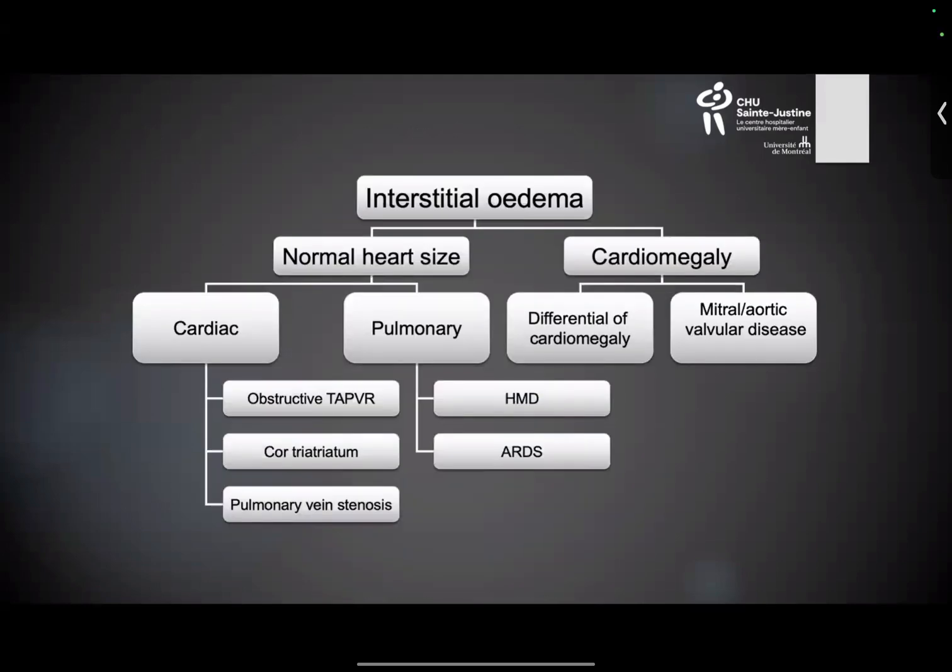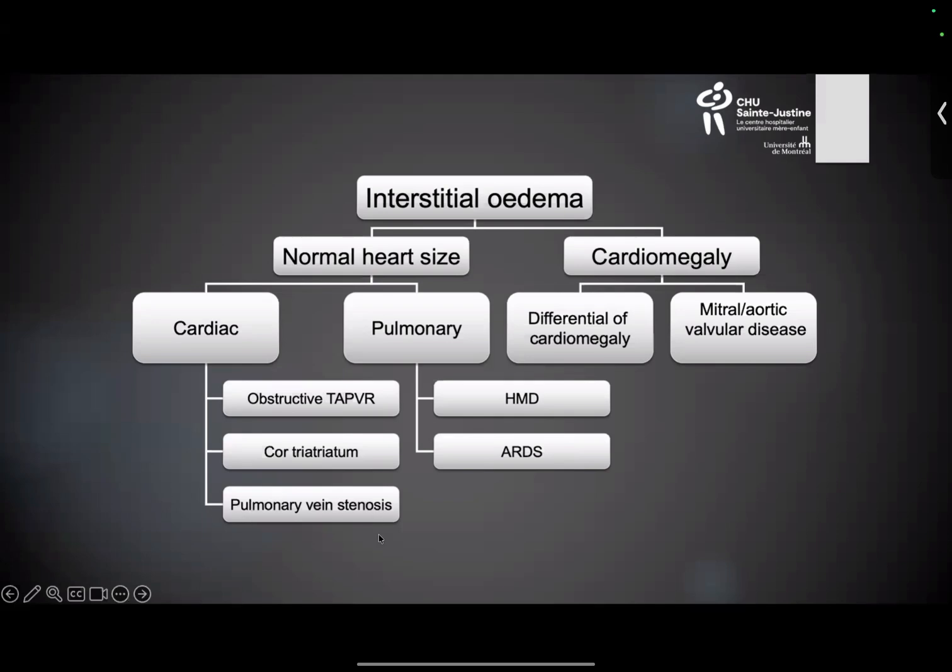So interstitial edema, what do you look for? If you have interstitial edema, you look for the heart size. If you have a normal heart size, it can be cardiac, like an obstructive TAPVR, like we saw. And you have another thing, like a cor triatriatum, which is a membrane in the left atrium that can be stenotic and increase the pulmonary resistance and create an edema, because the flow that comes through the left atrium cannot go into the left ventricle. It gets stuck because of the membrane here.